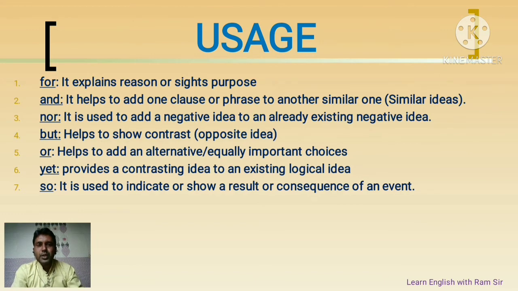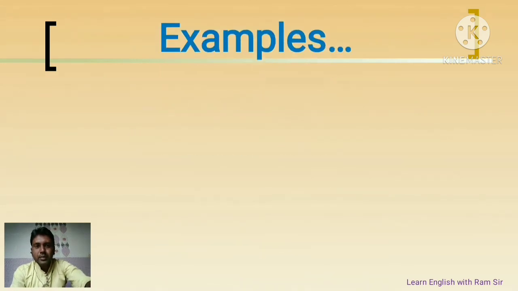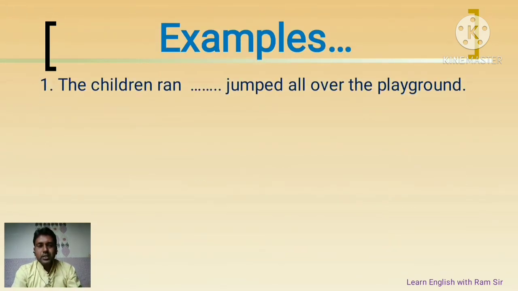After this we are going to solve some of the examples for better understanding. So let's see the first example here, that is, the children ran ... jumped all over the playground. The children ran ... jumped all over the playground. Ran and jumped, these were the similar kind of actions.